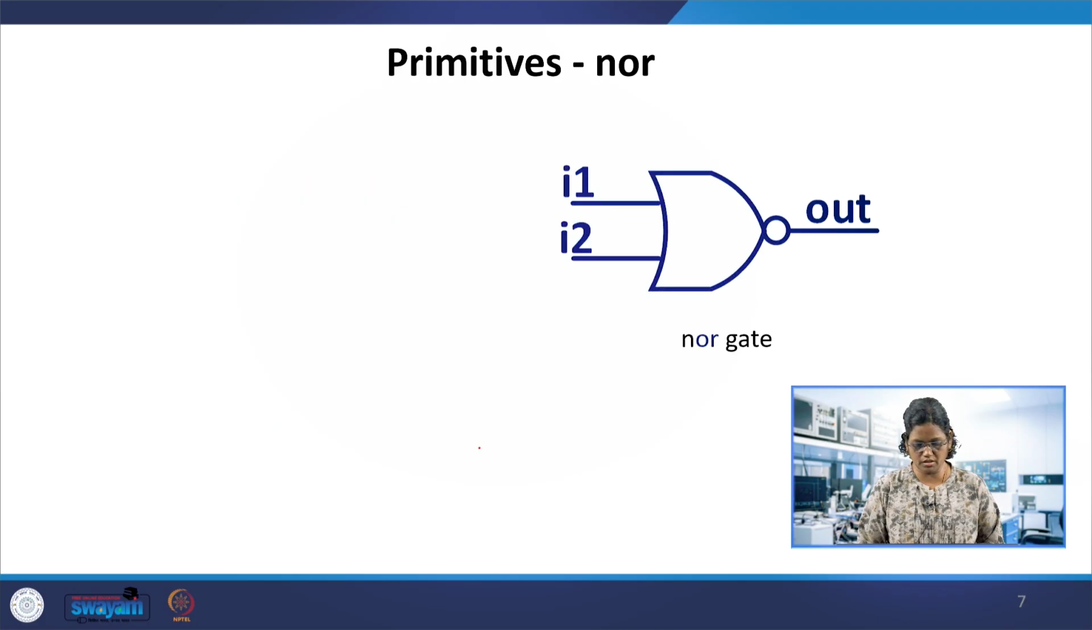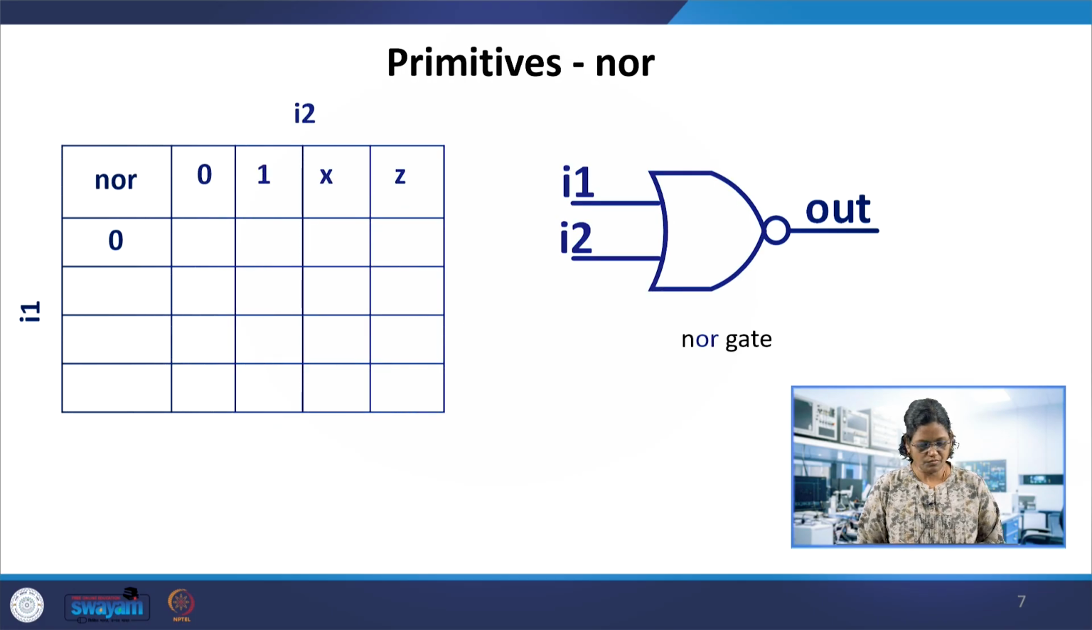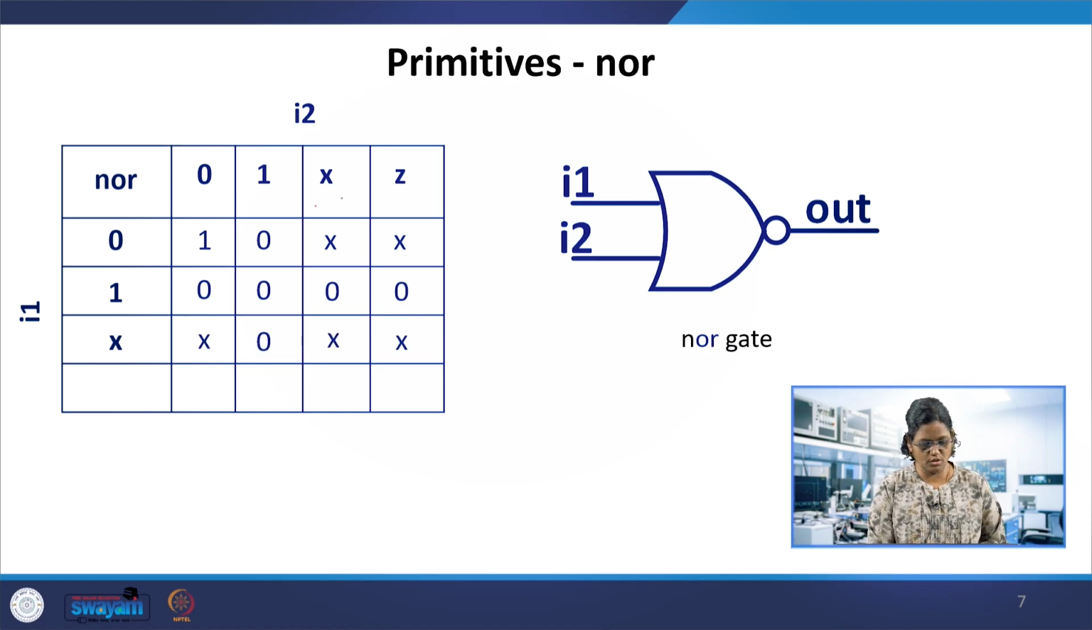Similarly for the NOR gate, quickly: 0, 0, 1, x, z, 1, 1, 0, x, x. So in the NOR gate, this row would be 0, 0, 0. If both are don't care, you can see that x and x give you the unknown output, or the don't care.